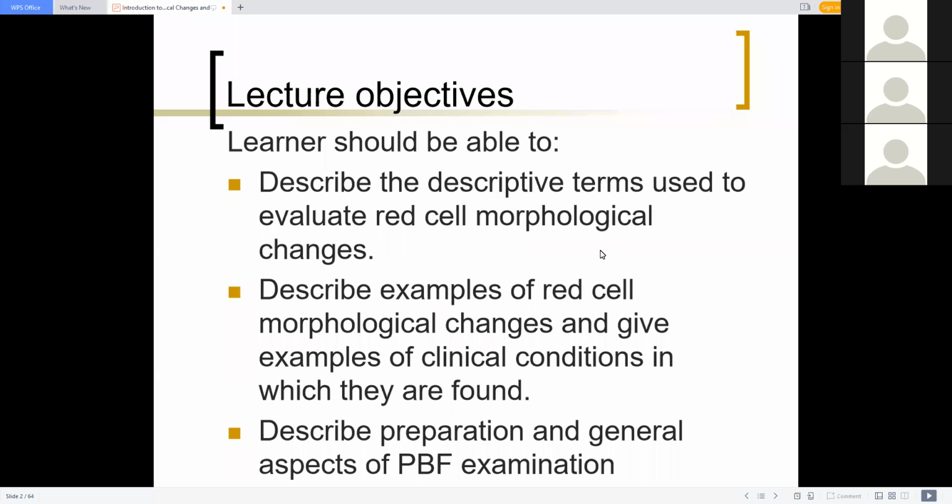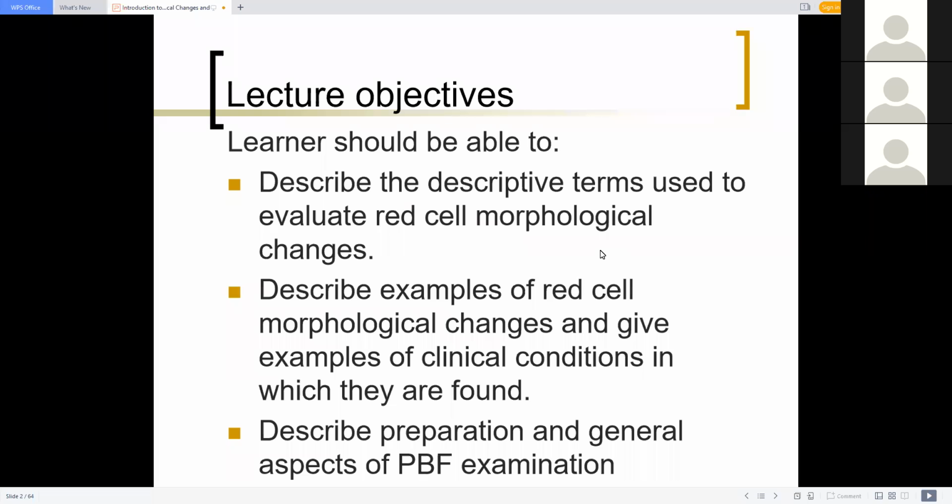And then the second objective is you should give examples of the red cell morphological changes and also be able to give examples of clinical conditions in which those morphological changes are found. The red cell morphological changes occur and may even define a disease, or even you may be able to make diagnoses of a disease by the morphological changes that occur of the red cell.